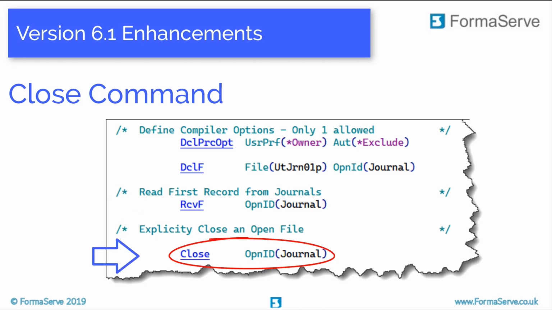So before, if we wanted to close the journal file, we would have had to close the program, but now we can explicitly close that file, which makes it very handy if we've got more than one file open. Remember, we can have 5 open files within our CL now, so managing those makes it a lot easier.